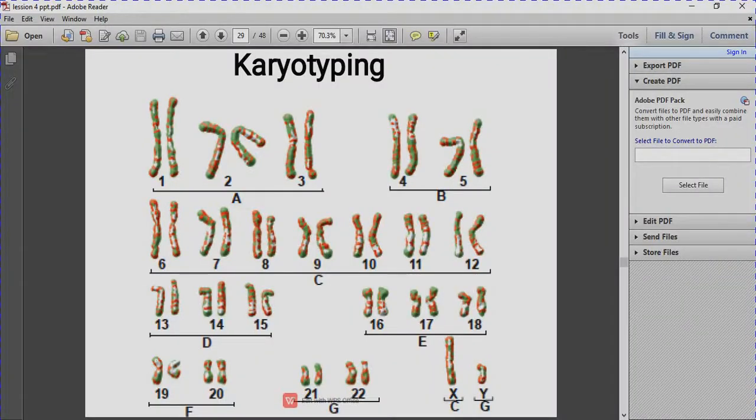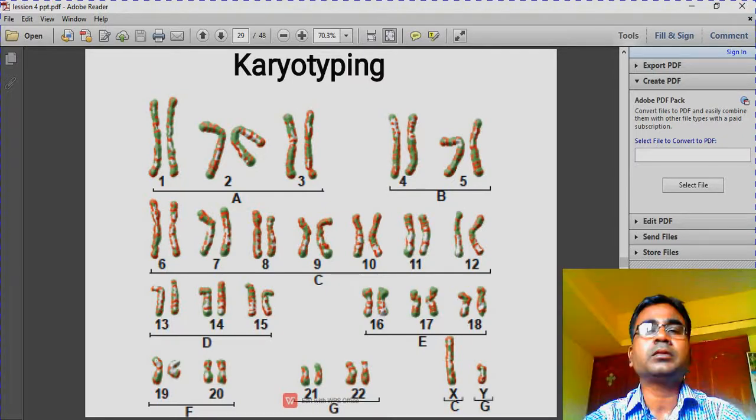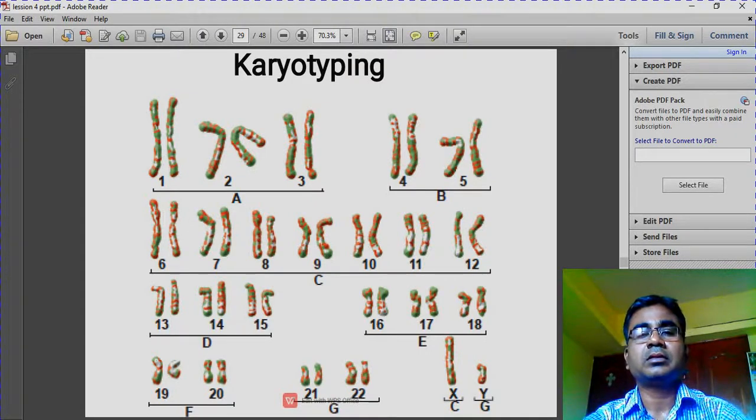Welcome to the zoology class. It is the fourth lesson in zoology, principles of inheritance and variation. In this lesson we are going to study human karyotyping and some of the genetical disorders and diseases. First, this is human karyotyping.